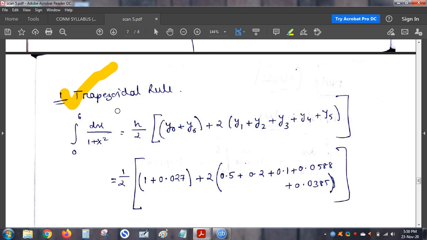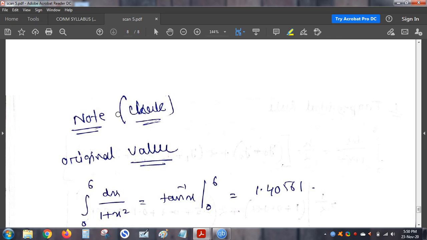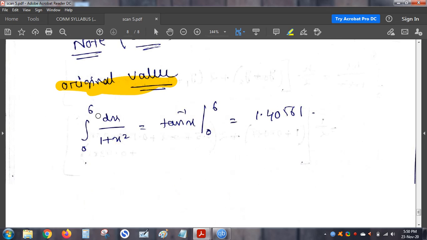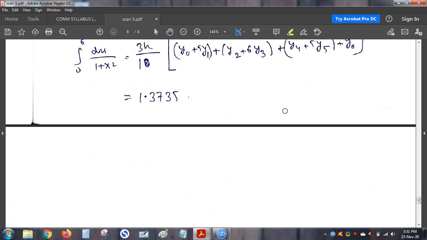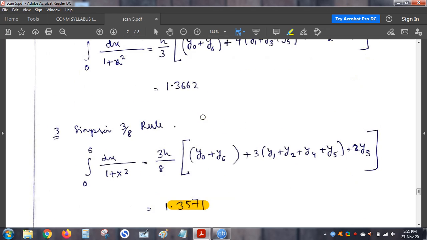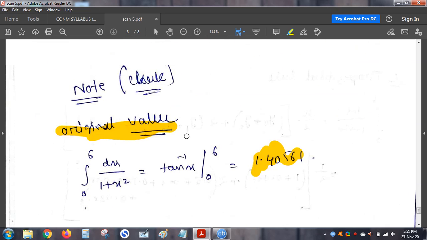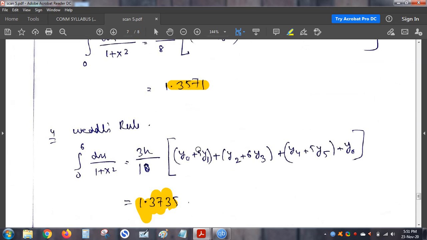You will be using any one of the methods, or the method that the examiner asks you to use. Now if you integrate it directly in the original, true way, the integration of 1 by 1 plus x square is basically tan inverse of x, and if you put in the values, you will find the value to be about 1.05, and the value which you have calculated is also nearby. So these methods give you an approximate value.